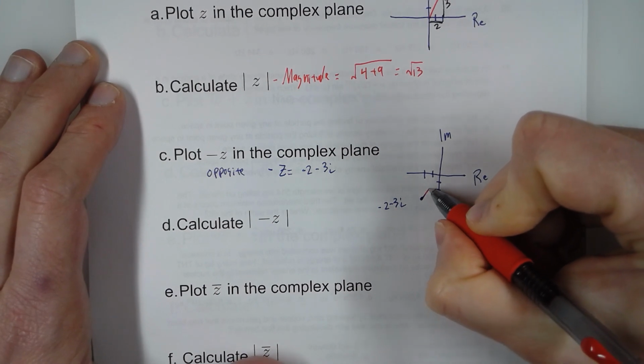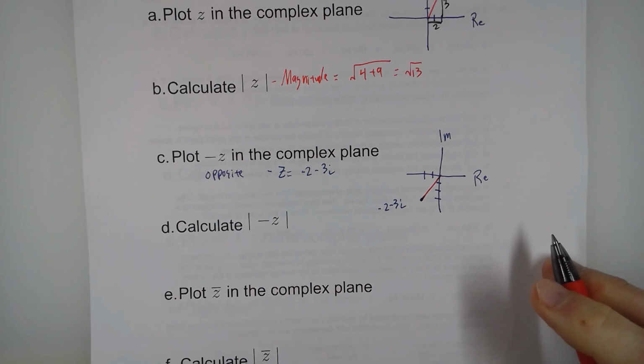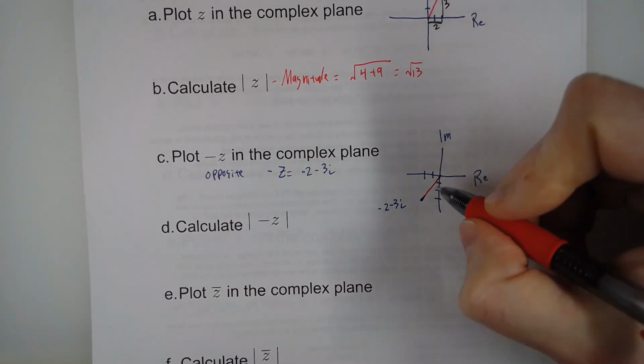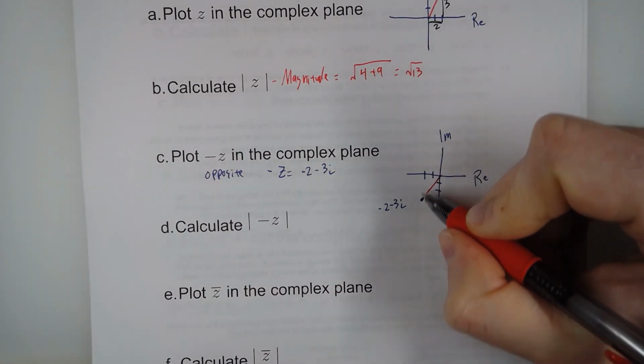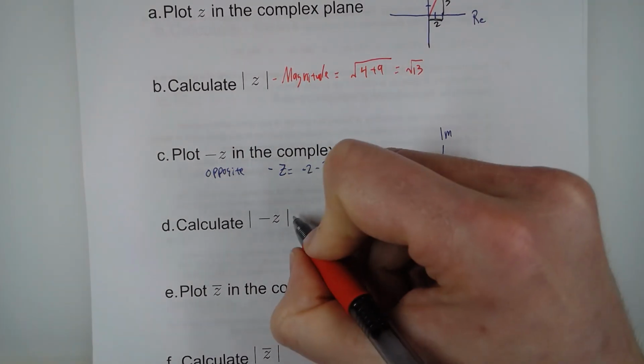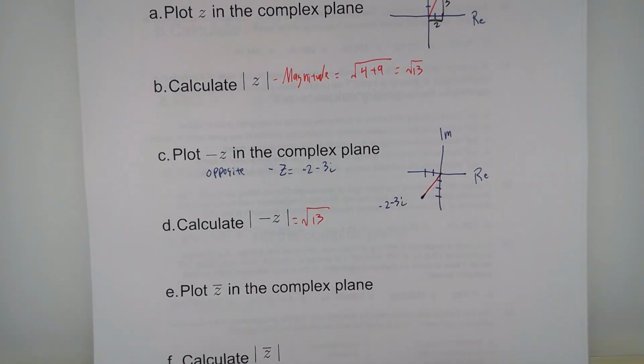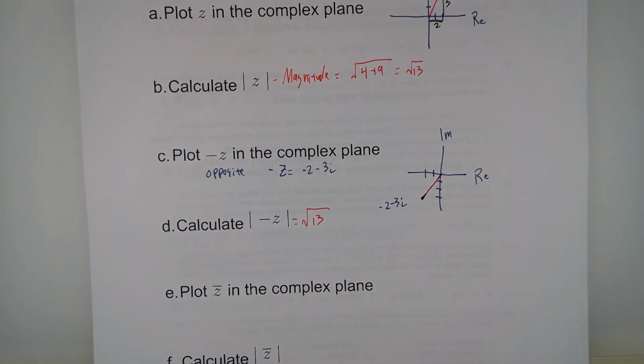Now, letter D says I want that magnitude. I want to see how far away it is from 0. Well, I still went over 2 and down 3, just went in different directions. So this magnitude is the same as what we found in part B. It is square root of 13.